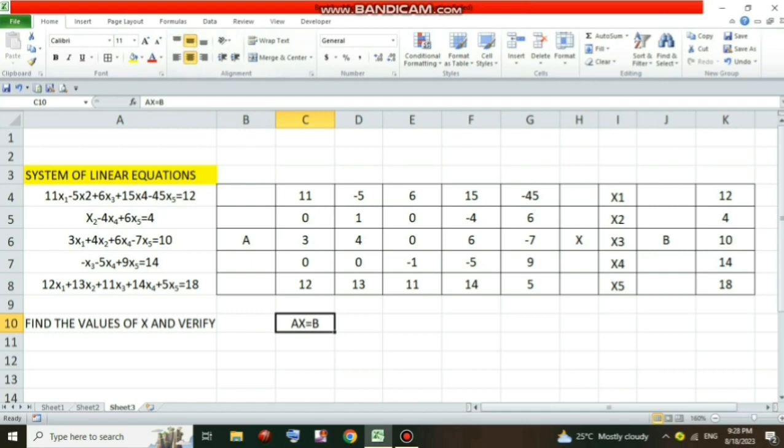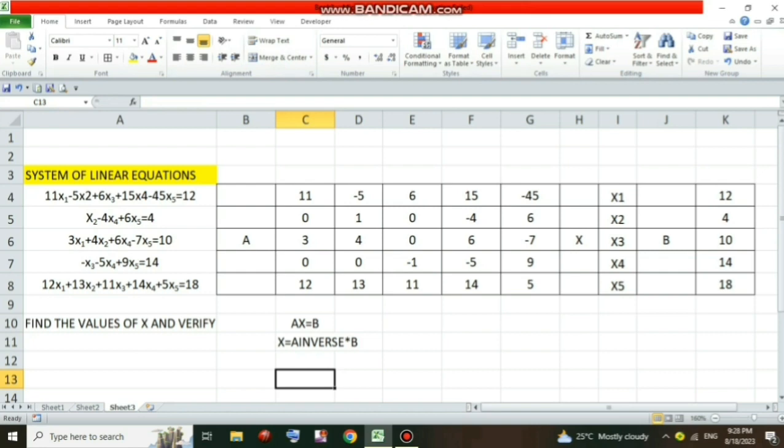But how are we going to determine x values? If A goes to the right hand side, it will become A inverse. Therefore x equals A inverse star B. So x is nothing but A inverse B. We have to determine A inverse for this matrix and multiply it with this B. So let's first find out the A inverse.